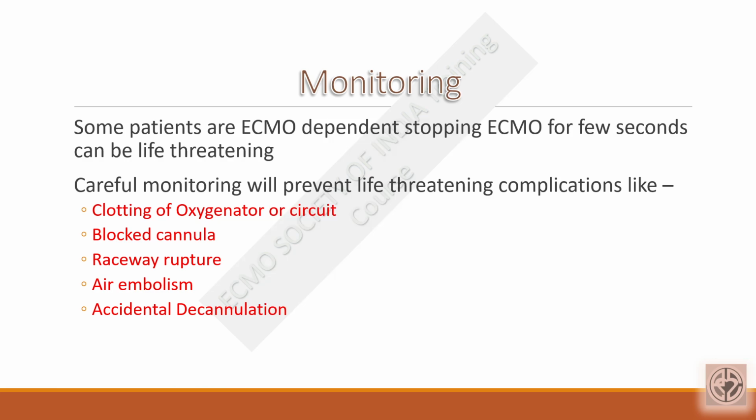Now for an example, suppose your delta pressure is rising and you have not observed that. Suddenly, after some time, the oxygenator fails and stops. Now you don't have another circuit which is ready and primed. That is going to take time. Suppose the patient is ECMO dependent, the patient is going to go to arrest. So that is where all your monitoring is going to be very important.